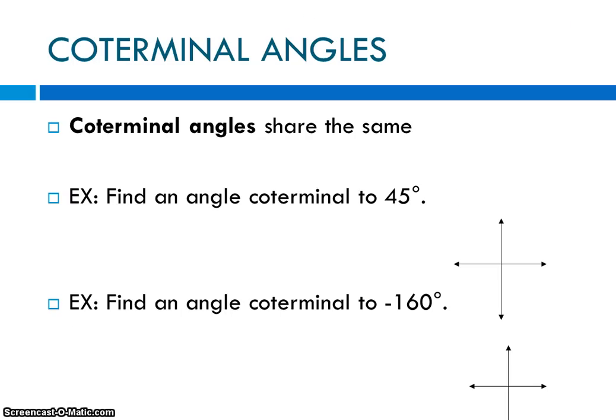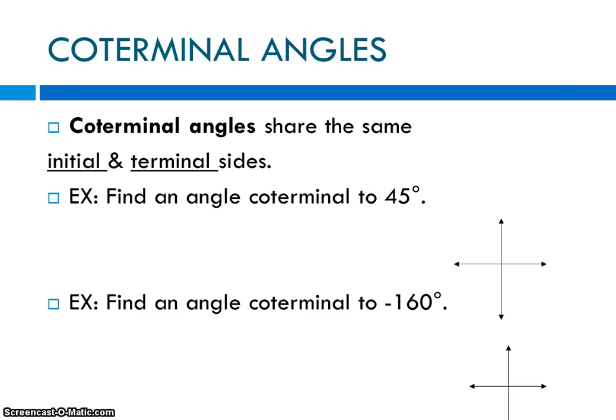Okay, so next up we are on coterminal angles. So coterminal is a new term. Coterminal angles share the same initial and terminal sides. So I'm going to draw in, for example 1, it says find an angle coterminal to 45 degrees. So I'm going to draw my 45 degree angle, and I'm going to draw that in standard position since I have my axes here.